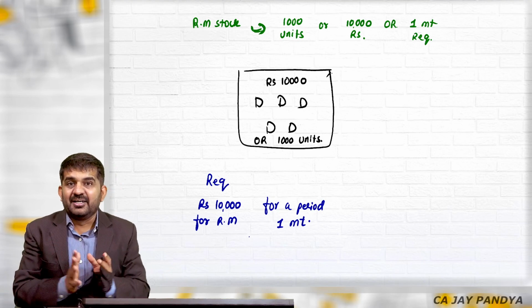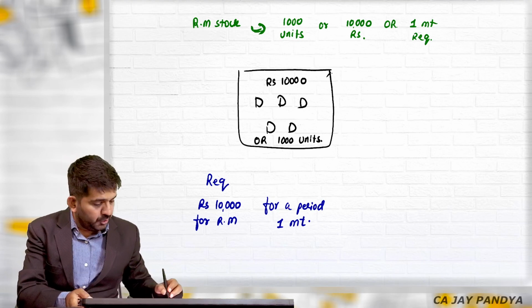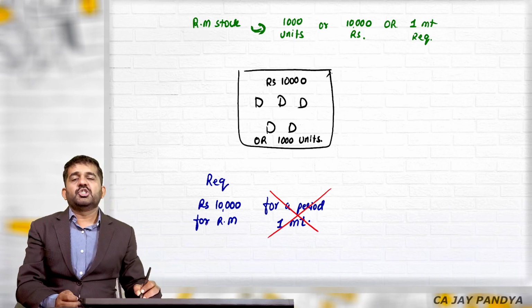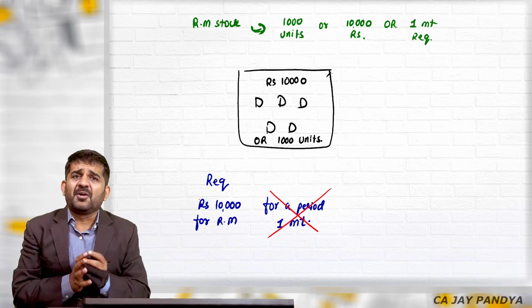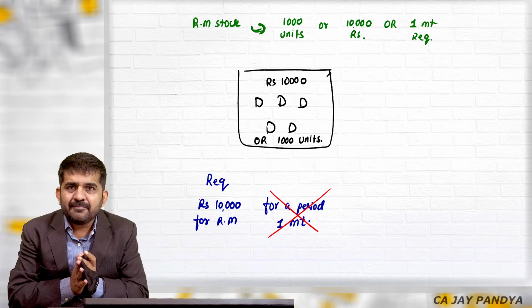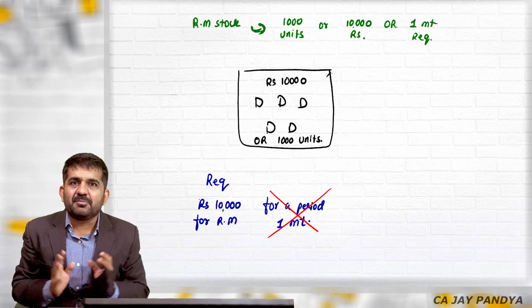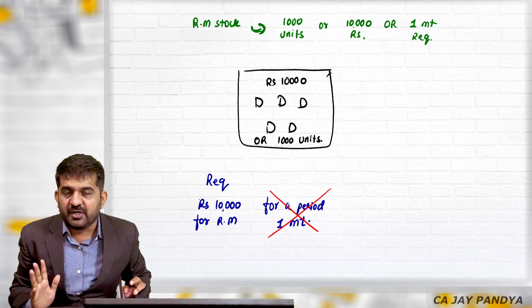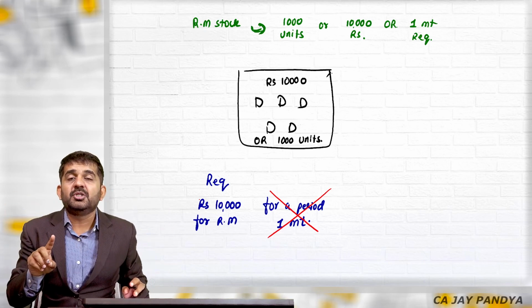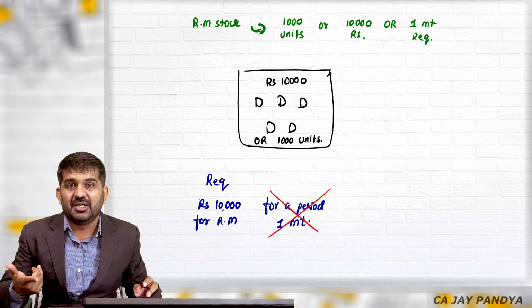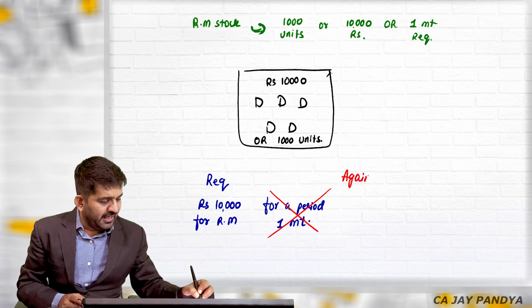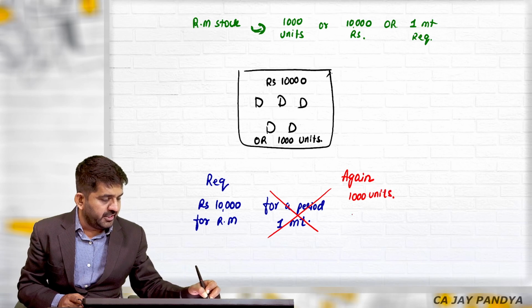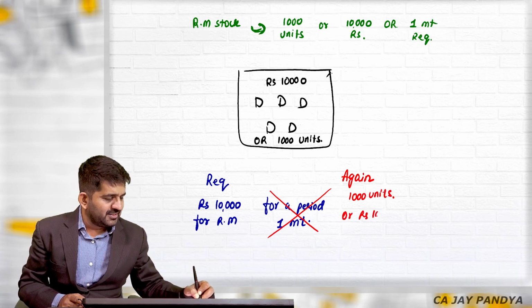Initially agreed, understand, but conceptually you need to understand. This requirement is not for 1 month. What will you do after 1 month? You will stop your manufacturing? You will stop everything and sell your business? No, you are not going to do this after 1 month. After 1 month, you will again purchase this raw material. So you will again require raw material of 1,000 units or rupees 10,000.